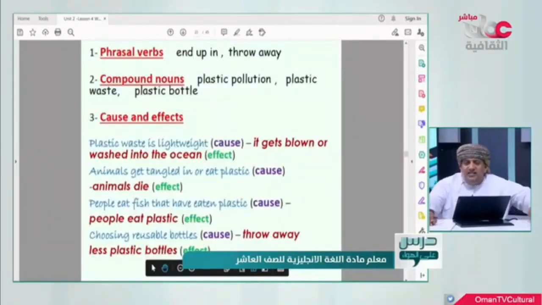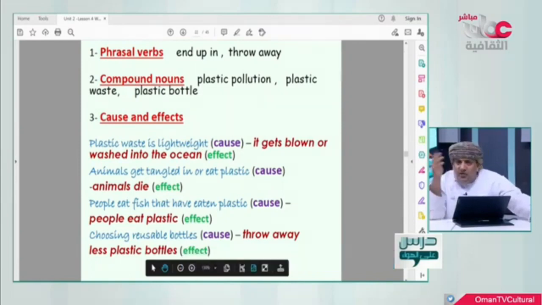Of course, for the phrasal verbs, we have 2 phrasal verbs here: end up with, end up in, and throw away. You can use it. Look for the words and make a circle. Okay. Number 2, compound nouns. We have plastic pollution, plastic waste, and plastic bottles. Okay. I want you to find these words and make a circle.